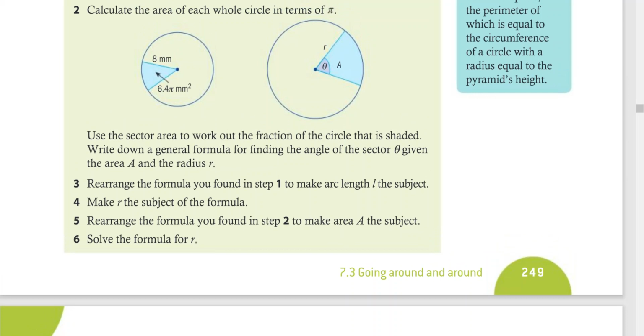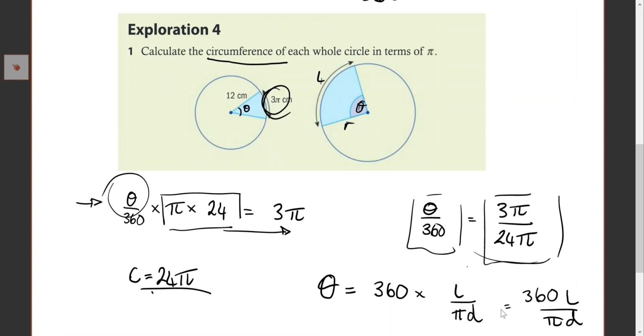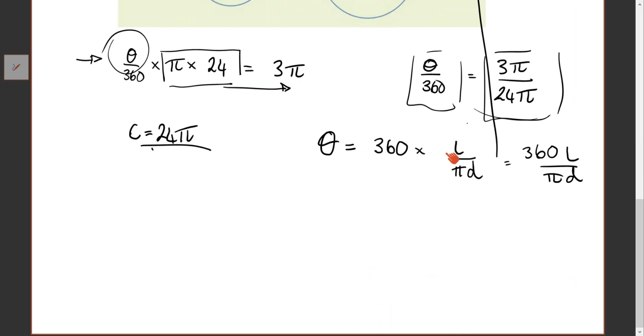What do you think area is going to be like? Difficult? Harder? Easier? Exactly the same. Because the principle is fractions, right? So instead of us having a fraction of the circumference, we would have a fraction of the area.